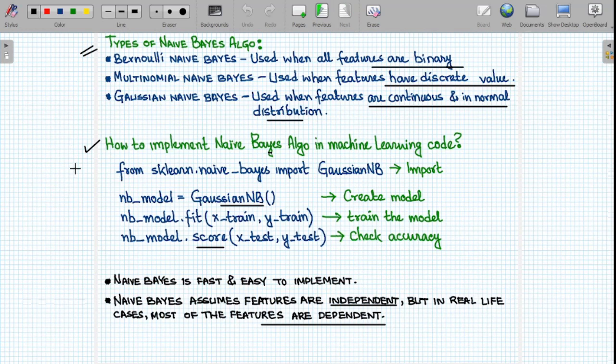We know how we can implement Naive Bayes algorithm in our machine learning code with the help of sklearn library. As Naive Bayes algorithm is fast and easy to implement, it is very popular among machine learning engineers and data scientists. There is a drawback of Naive Bayes algorithm because it assumes the features are independent, but in real life most of the features are dependent. We have written Python code to implement Gaussian Naive Bayes algorithm and we solved a specific classification problem with the help of the famous iris data.